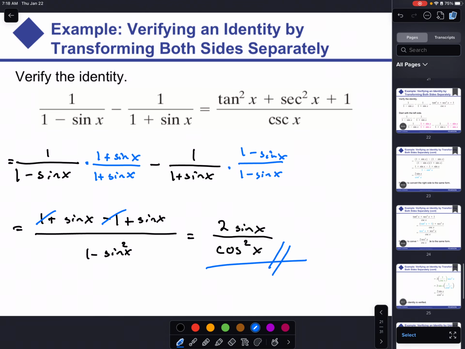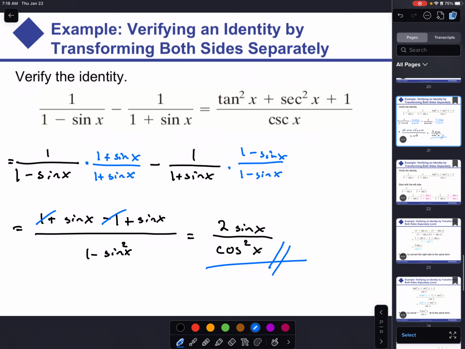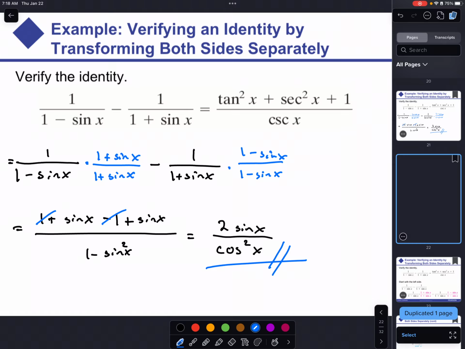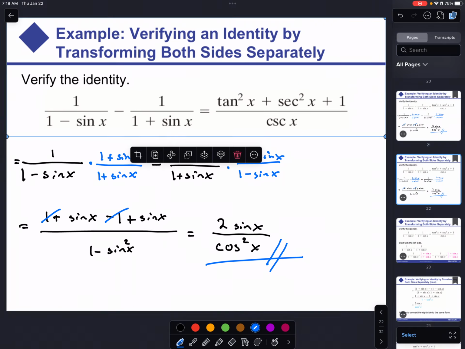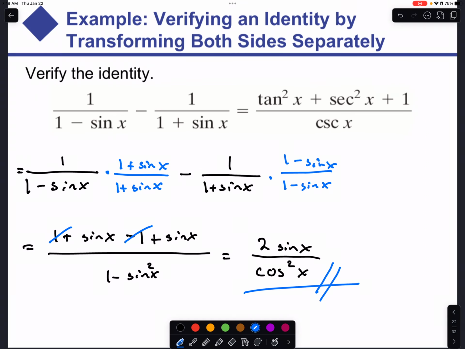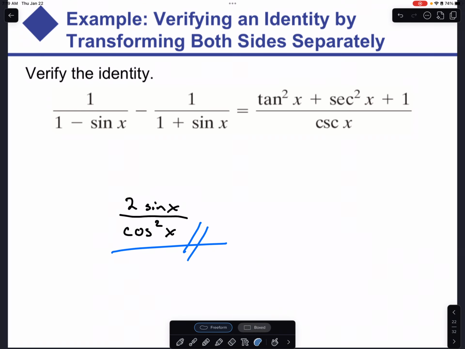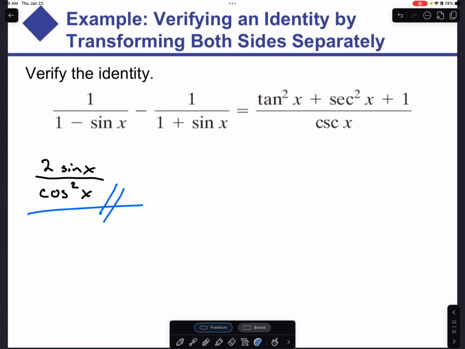Okay, so I want to duplicate this. I don't think I can. Matter of fact, I'm just going to keep that for now, delete that. So again, on the left-hand side, that's where we stopped, okay? So let's try manipulating the right-hand side to see what we can get.